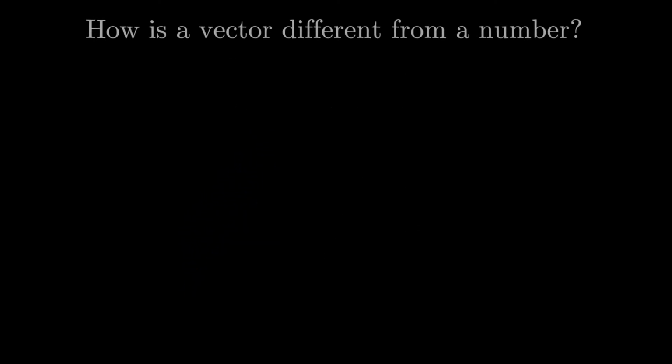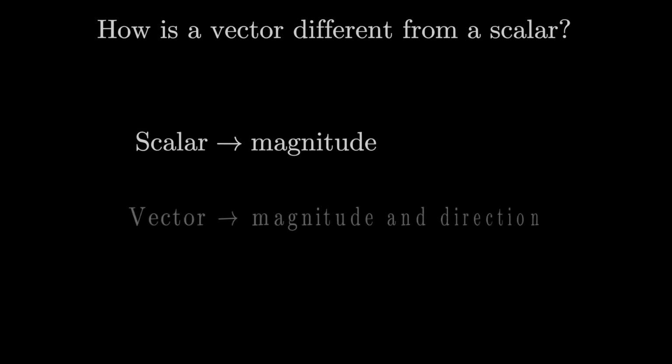Actually, from now on, I'm just going to call what we used to refer to as numbers scalars. You can just treat scalars as if they're numbers in the traditional sense. So now the question is, how is a vector different from a scalar? Usually you hear that a scalar is a quantity that only has magnitude, but a vector has magnitude and direction. I think this definition is a little bit deficient, so I'll try to make it feel a bit more concrete.